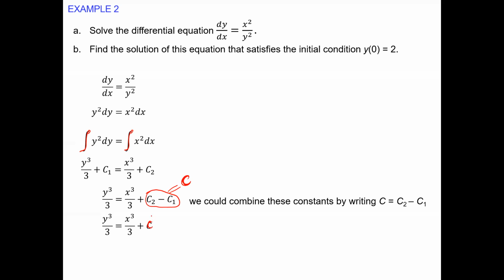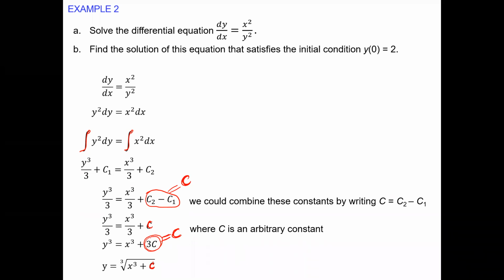And now we still have to solve for y, because we're looking for the formula for the unknown function. Multiplying both sides by 3, again you can see we have 3 times a constant, but this will again be a constant. It doesn't matter if it's 3 times a constant or 4 times a constant, it's just another constant. Taking the cube root of both sides, we finalize the equation: the cube root of x cubed plus c. This is part A.